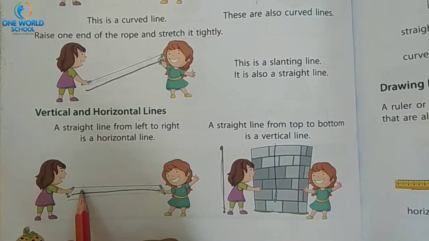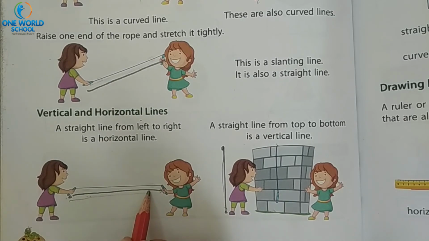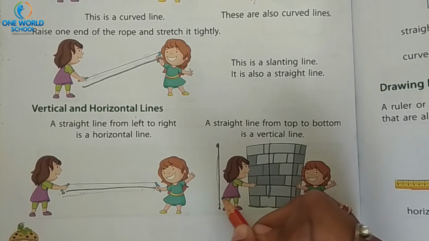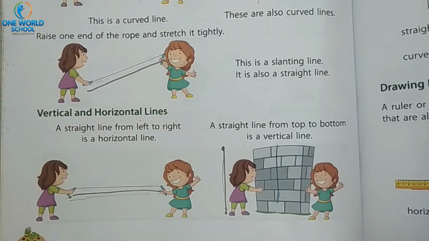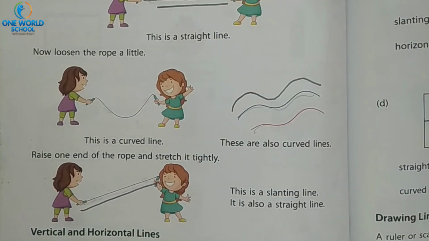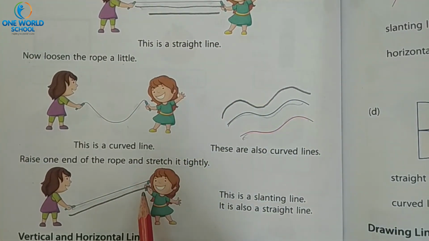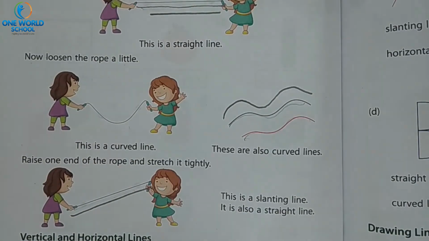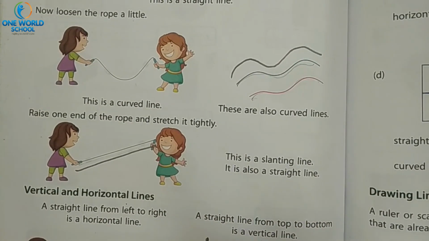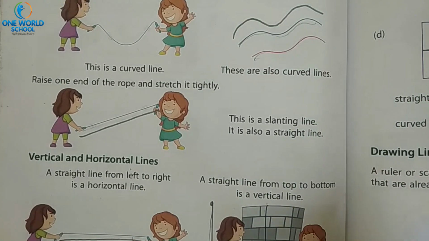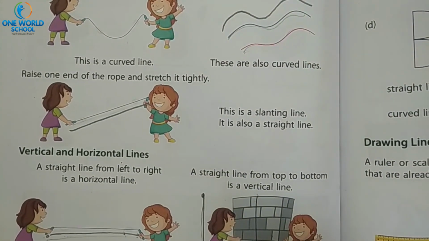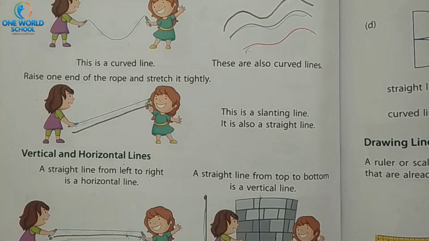Again, a line from left to right is known as a horizontal line and a line from top to bottom is known as a vertical line. So how many types of lines have we learned? Straight line, curved line, slanting line, horizontal line and vertical line. And what else have we learned? Solid shapes. Which were there? Cube, cuboid, cone, cylinder and sphere.